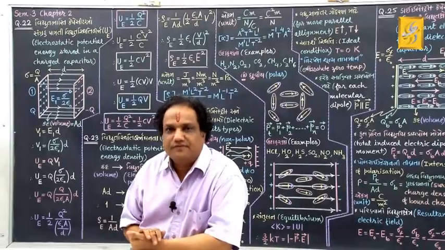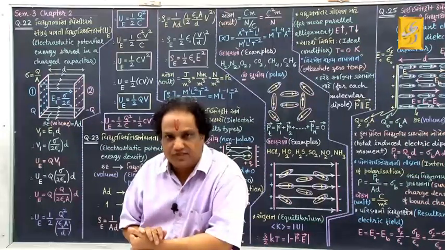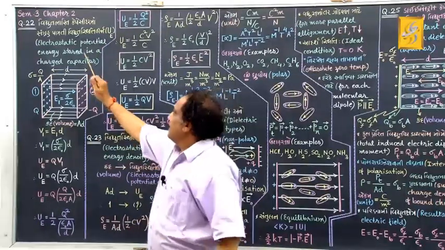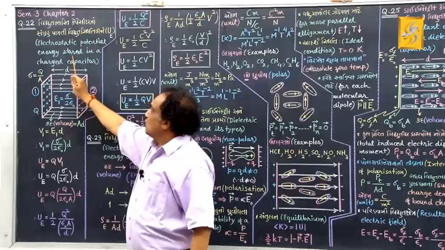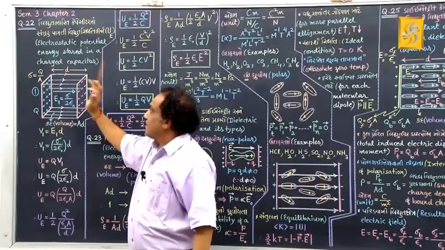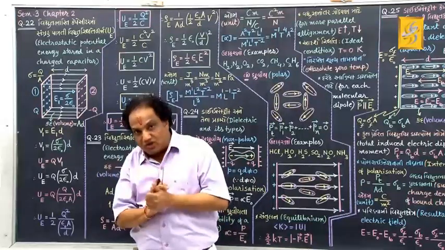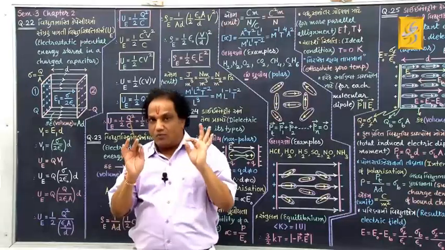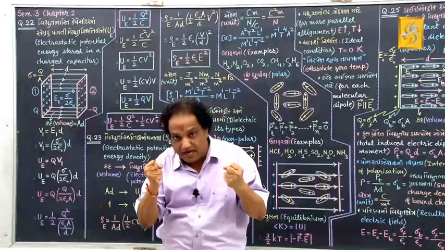Come on, my dears, we proceed further in the theoretical part. Let us see now question number 22 about electrostatic potential energy stored in a charged capacitor. Before we go for derivation of the formula of electrostatic potential energy, I would like to explain to you how that energy is possessed by the electric field.